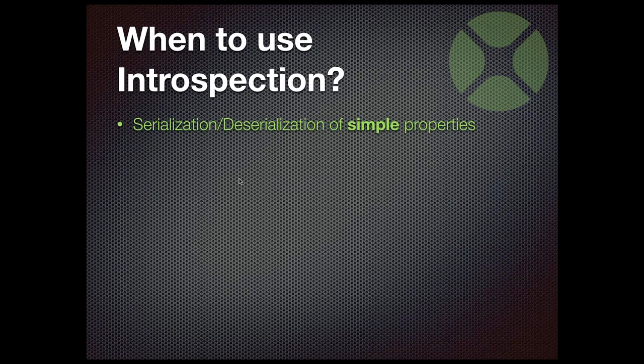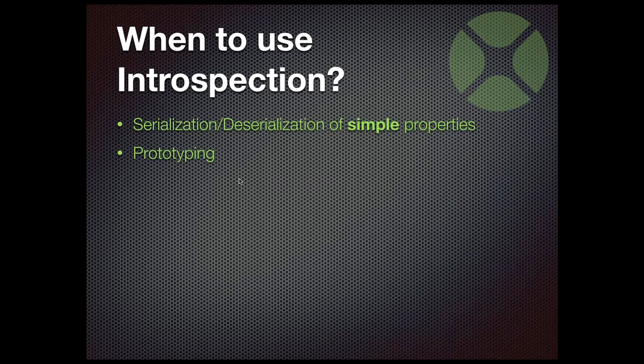Serialization and deserialization of simple properties. That is a prime example of introspection. Now, what I mean by simple properties are strings, integers, doubles, etc., intrinsic types, simple properties. And we'll look at an example later of complex properties and why that might be difficult to deal with introspection.